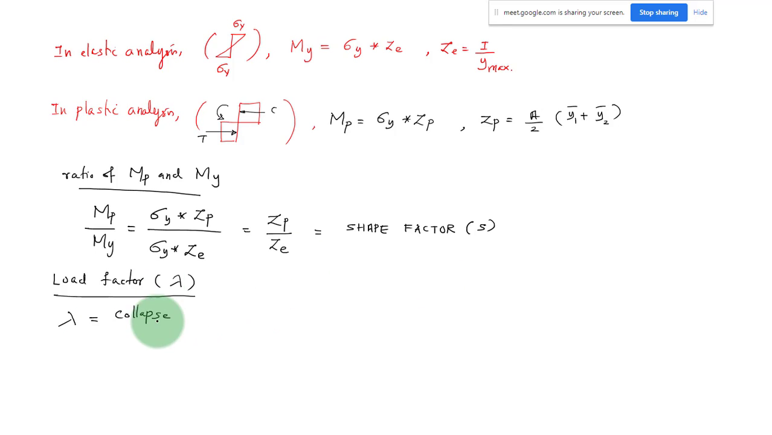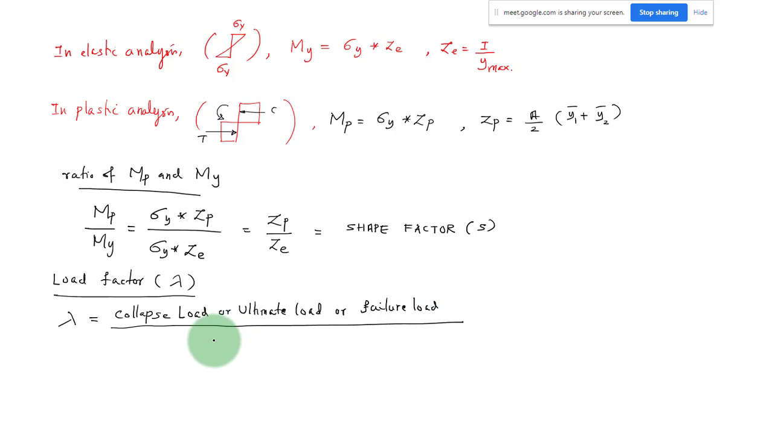And this ratio, if you take the ratio of collapse load, or we can say failure load or ultimate load. You can take different names. Ultimate load, or you can say failure load, all are one and the same, divided by, I can say, the working load.